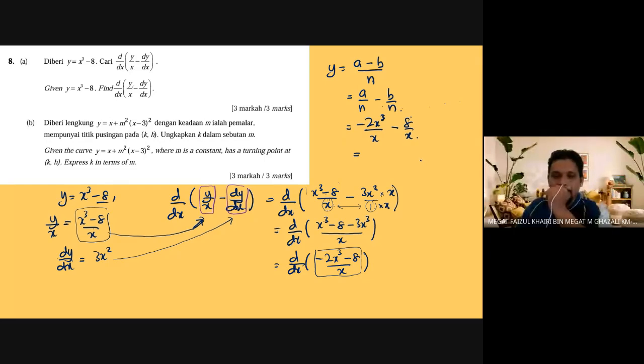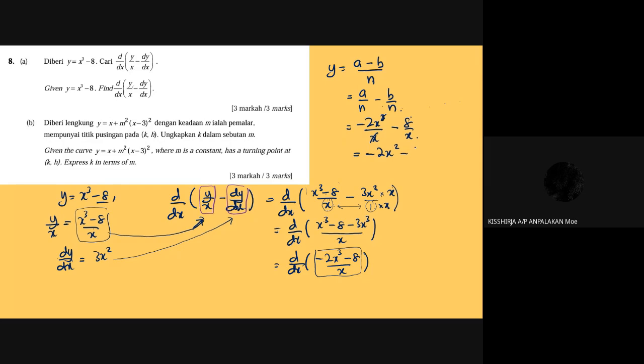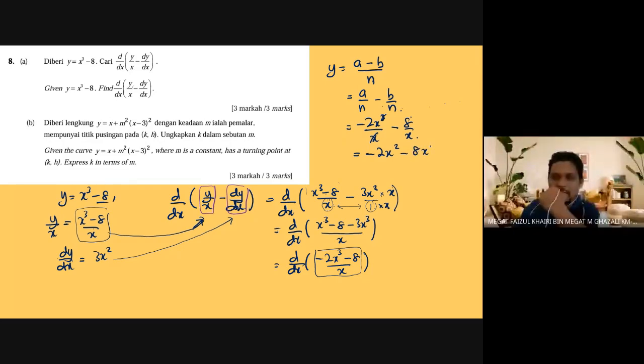Negative 2x cubed divided by x gives negative 2x squared. Minus 8 over x remains the same, which is 8x to the power of negative 1. So we shall take that.